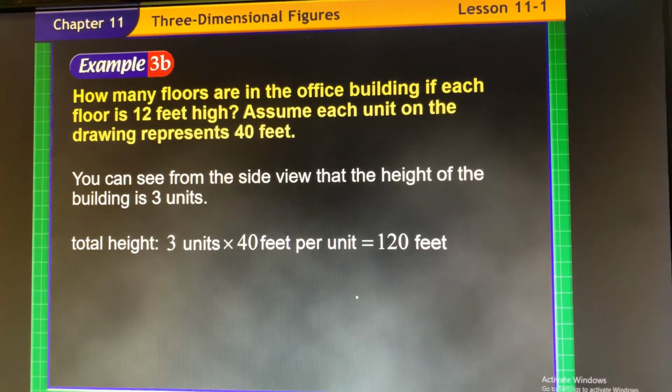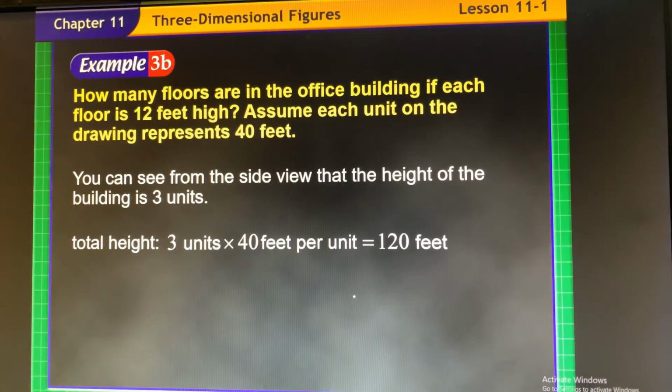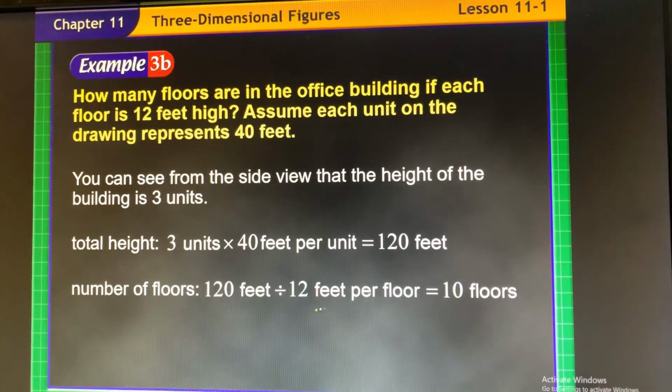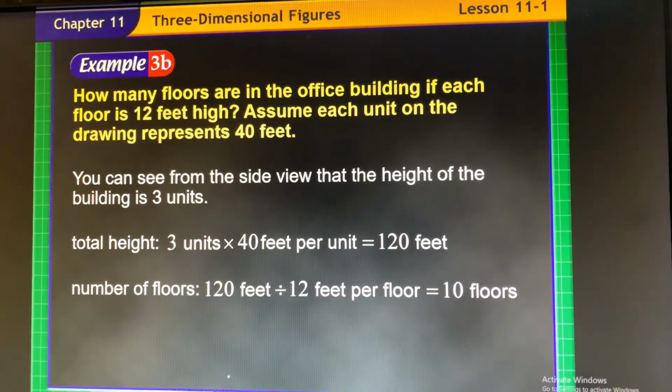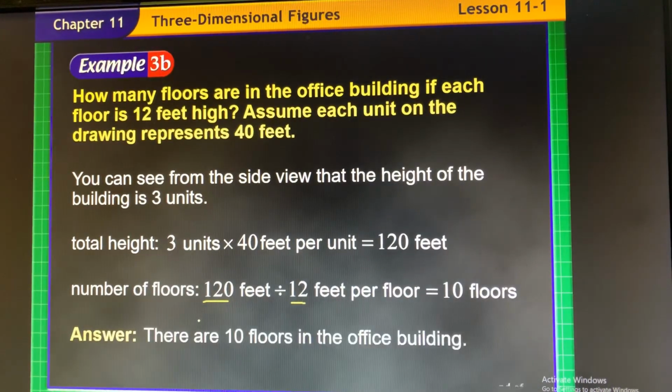The question is, how many floors are in the office building if each floor is 12 feet high? So you just want to figure out how many 12s are in 120: 10 floors. So again, remember that picture, it's 3 units high. Each unit represents 40. That's 120. And it's 120 feet from the base of the building to the top of the building, and each floor is 12 feet. So I need to know how many 12s are in 120 to figure out 10 floors.